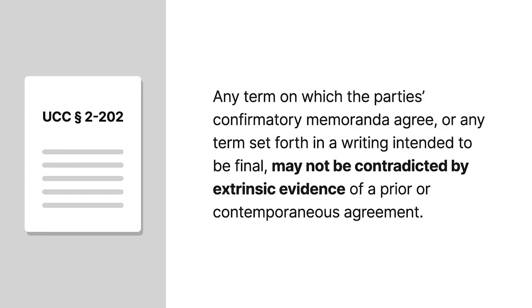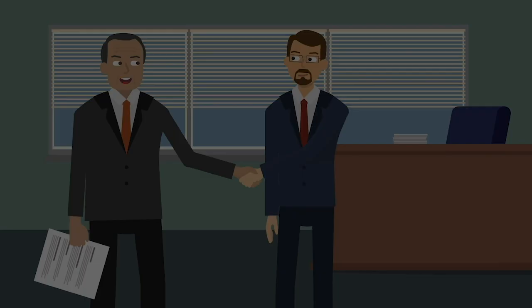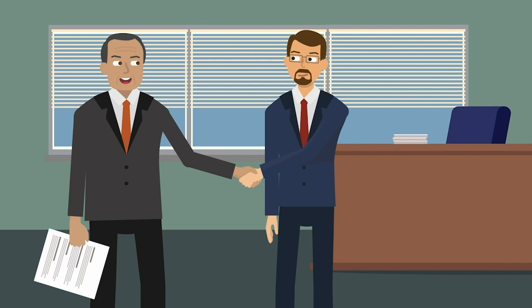Found in Section 2.202, the rule says that any term on which the parties' confirmatory memoranda agree, or any term set forth in a writing intended to be final, may not be contradicted by extrinsic evidence of a prior or contemporaneous agreement. For example, imagine a car dealer negotiated to purchase several new vehicles from a manufacturer.